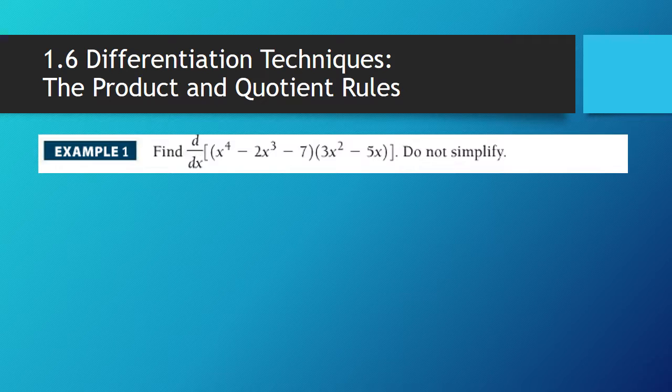So try the product rule with this. Remember, you're going to take the first function times the derivative of the second. You're going to take the second function times the derivative of the first and stick a plus in between those two things. Pause the recording, give it a try, and resume to check your answer.